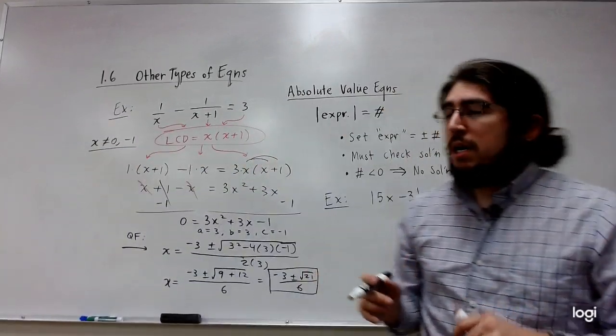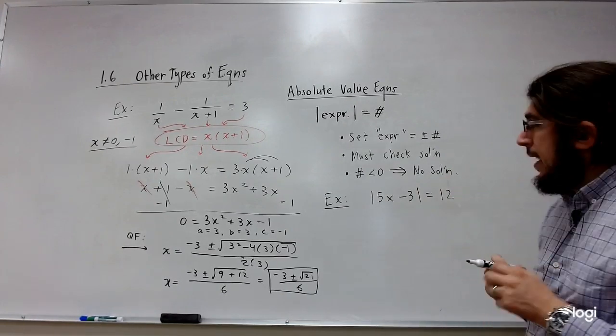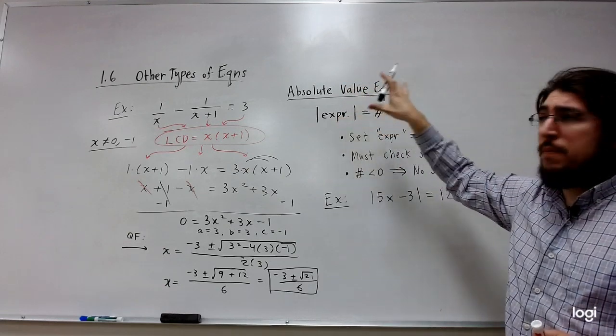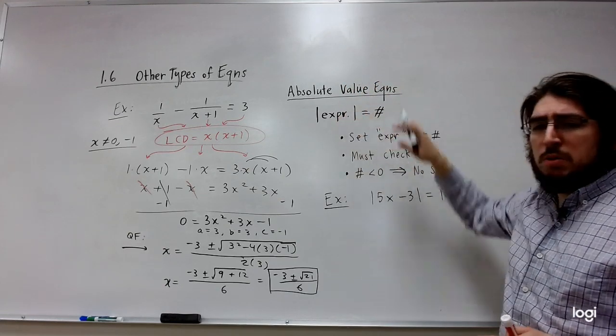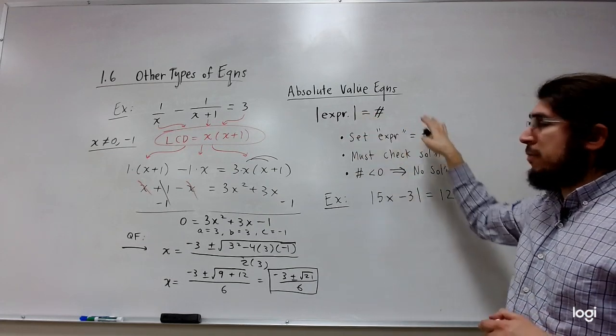So now finally on to absolute value equations. I'm only going to go over this one example here. And I say the following. An absolute value equation is an equation of the form absolute value of an expression is equal to a number. And I say the following key notes. We want to set the expression equal to plus or minus that number.